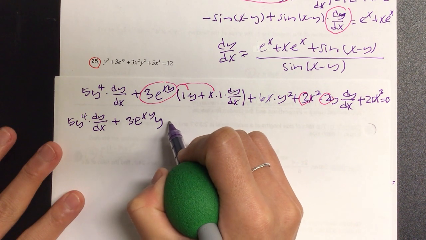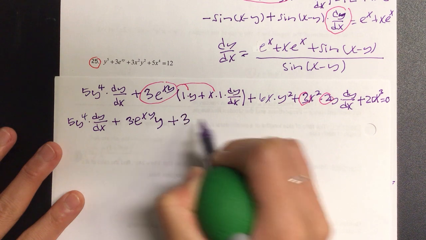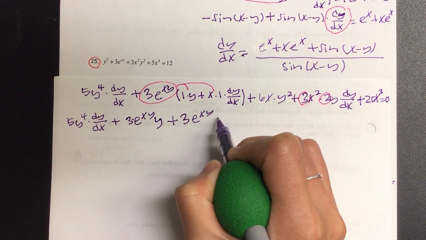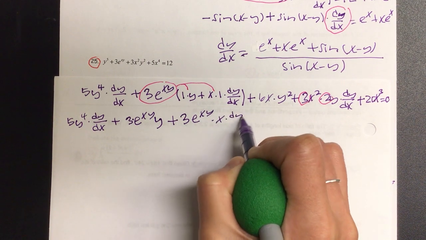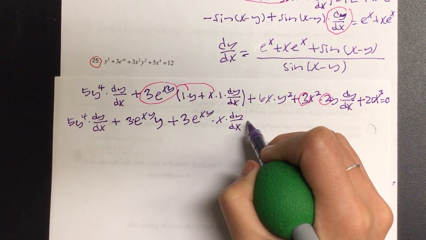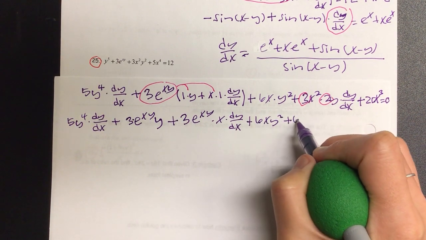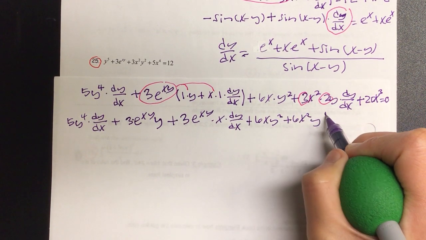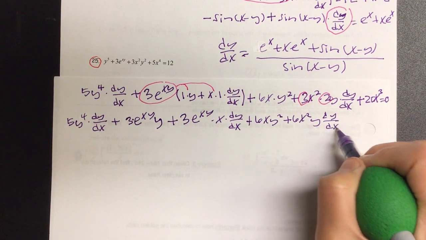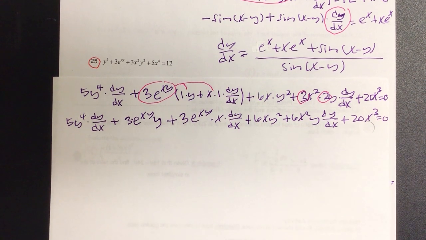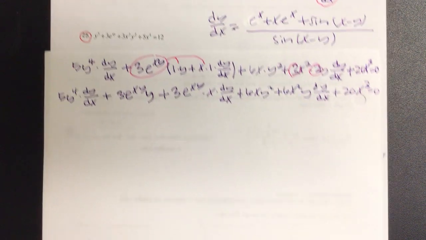So we have 3e to the xy, y to the 4. And then we have plus 3e to the xy times x times dy over dx. Then I have plus 6xy squared plus 6x squared y dy over dx plus 20x cubed.